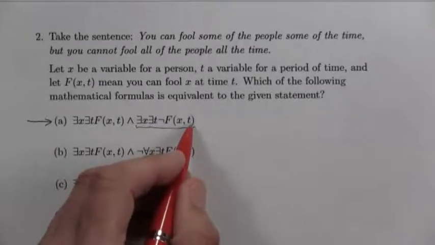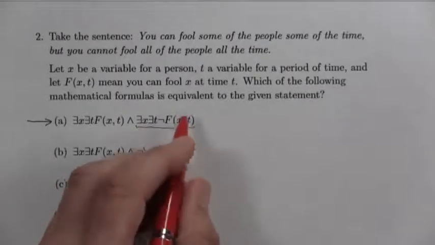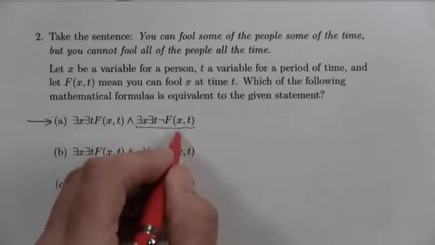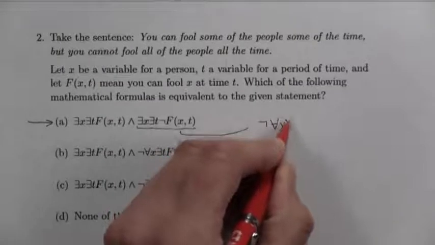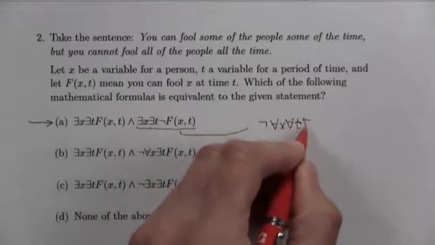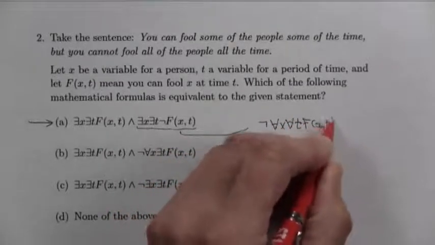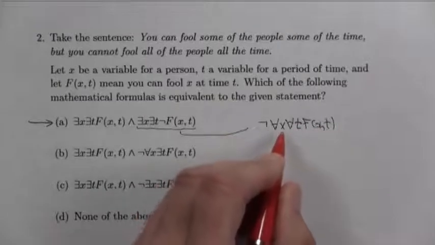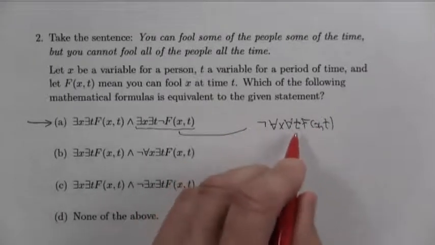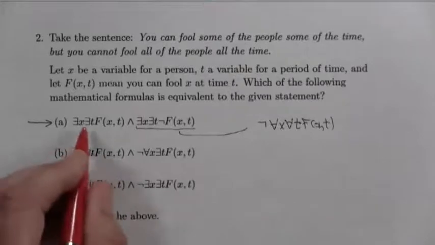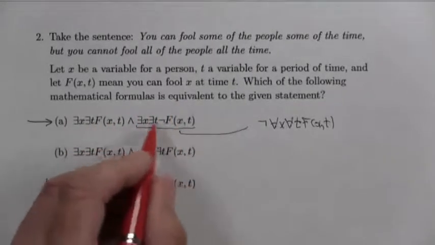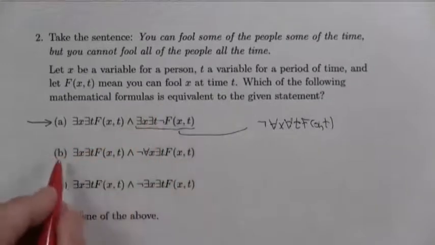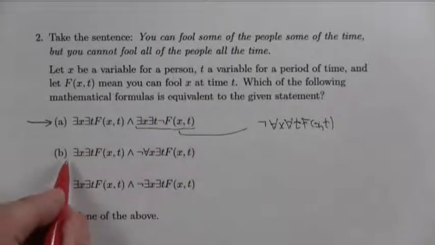Which is actually equivalent to saying you can't fool all the people all the time. Formally, you could take that part and rewrite it as: it's not the case that for all x and for all t, f(x,t). It's not the case that you can fool all the people all of the time. But I wrote it this way because we're only asking for the equivalence. I'm not saying which is the closest way of capturing it. I'm just saying which one is equivalent.